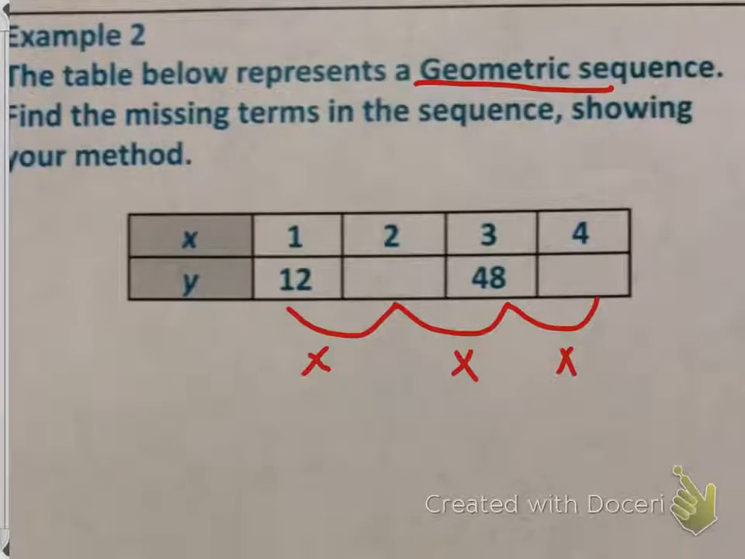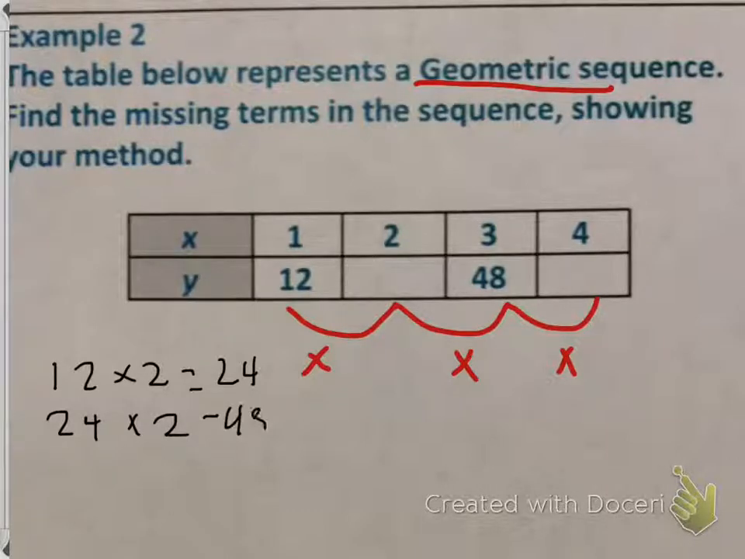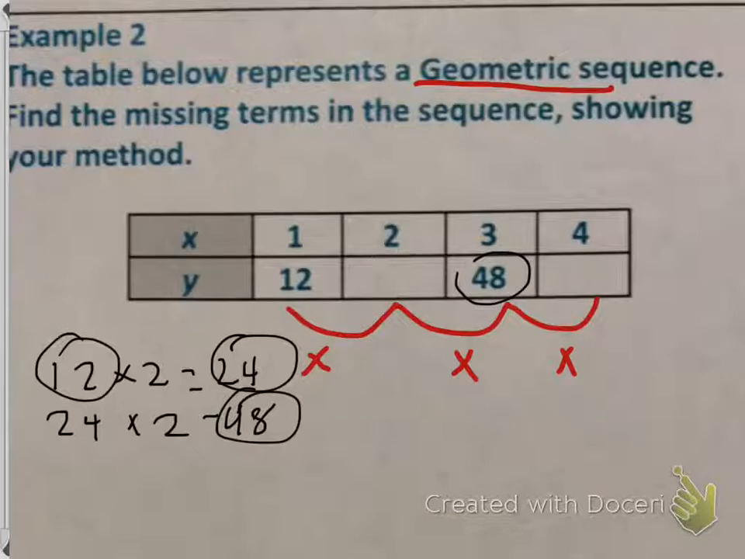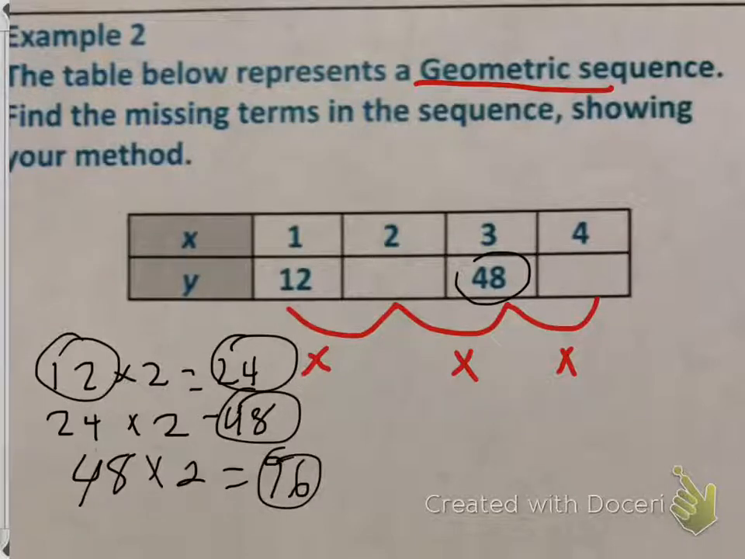So let's try multiplying by 2. If I go 12 times 2, I get 24. If I do 24 times 2, I get 48. Oh, so that looks like it's going to work, right? I start with 12, then I get 24, then I get 48, and then 48 times 2, that doesn't look like a 48, sorry. 48 times 2 is 96. So I just found my missing terms. This one's going to be 24, and this one's going to be 96.